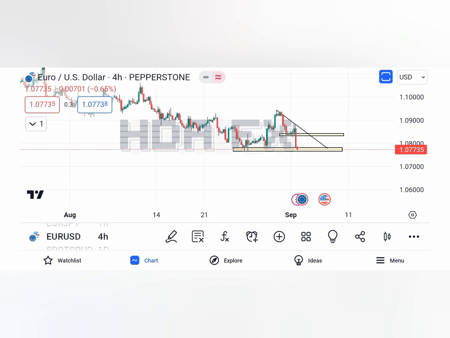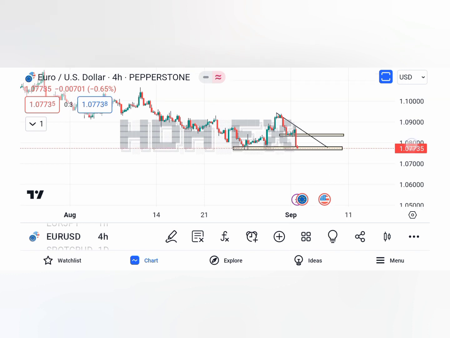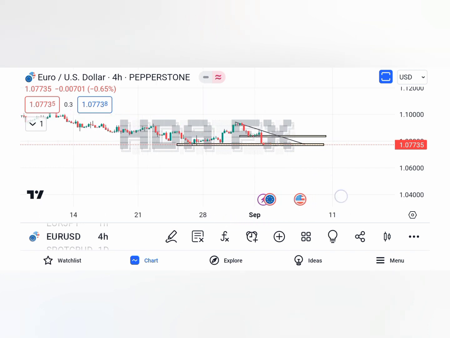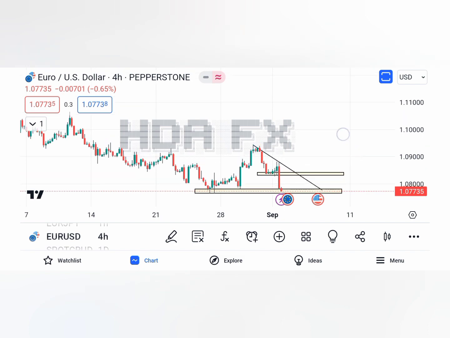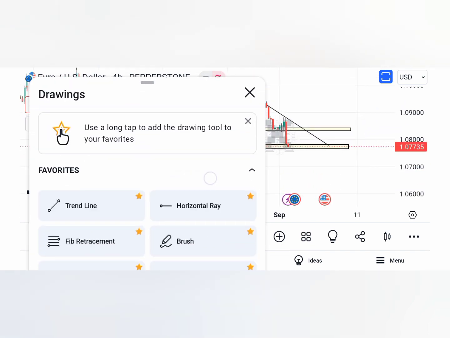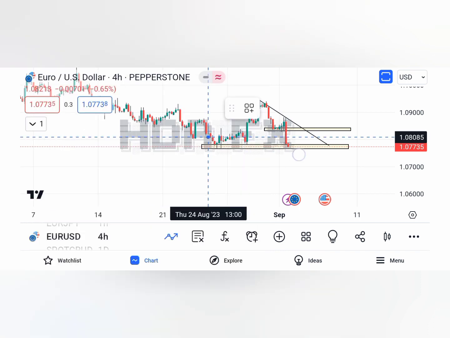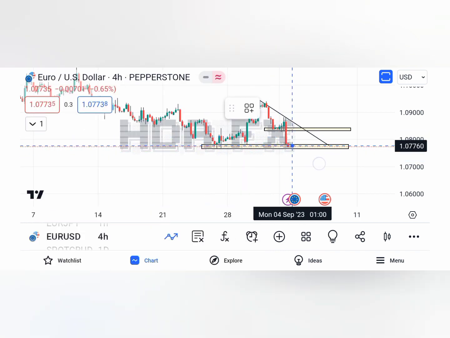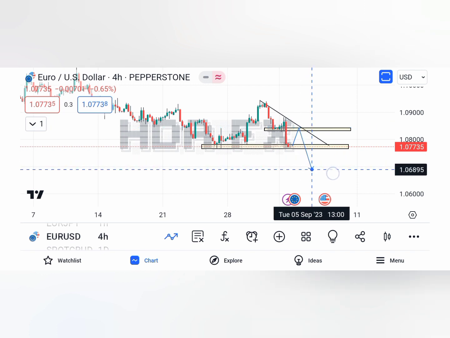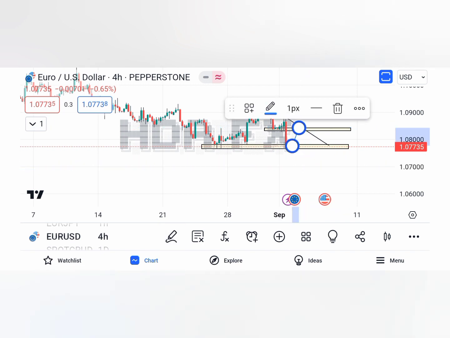So now, my bias on Euro USD is bearish for this coming week. This is what I want to see on Euro USD. But anything can happen. If I want to place my sales on Euro USD, I want to see price move up to this zone here, then place my sales at this very point, then see the downward movement. But anything can happen, like I said.